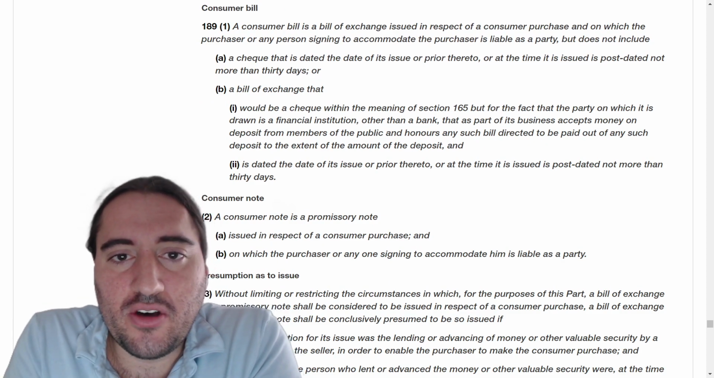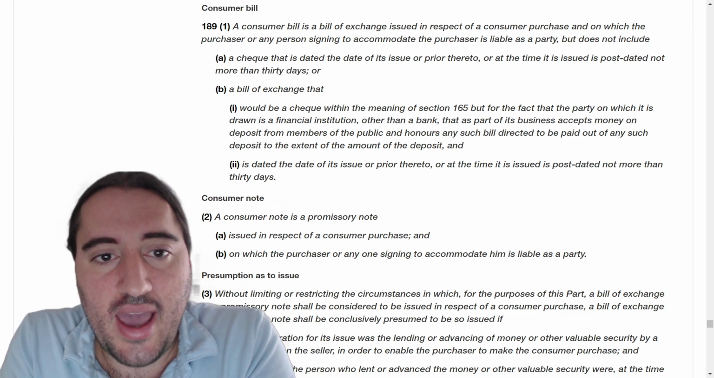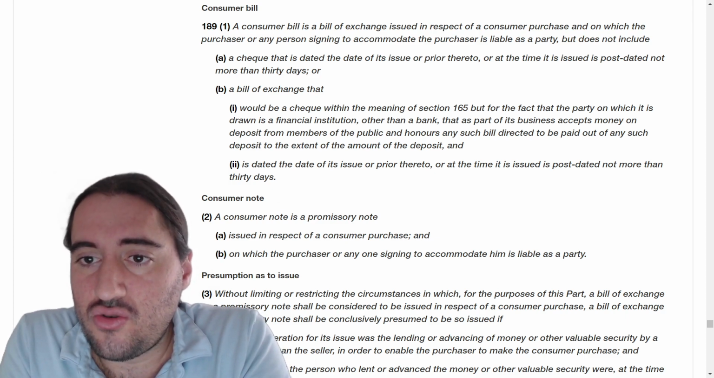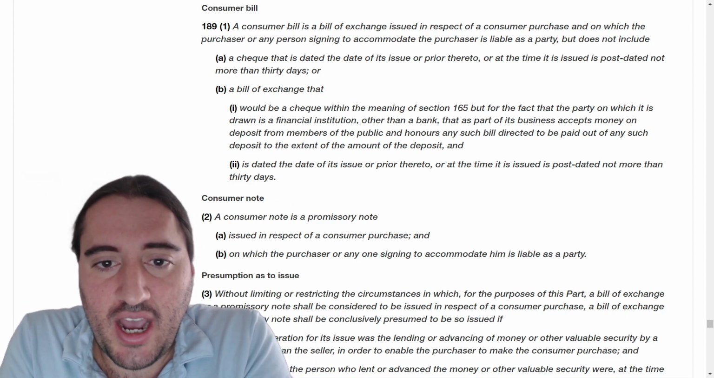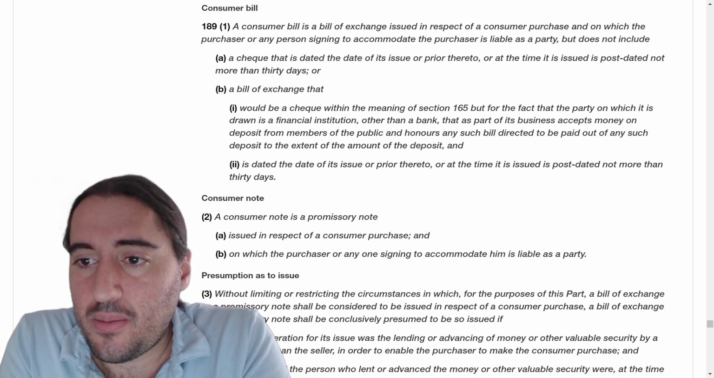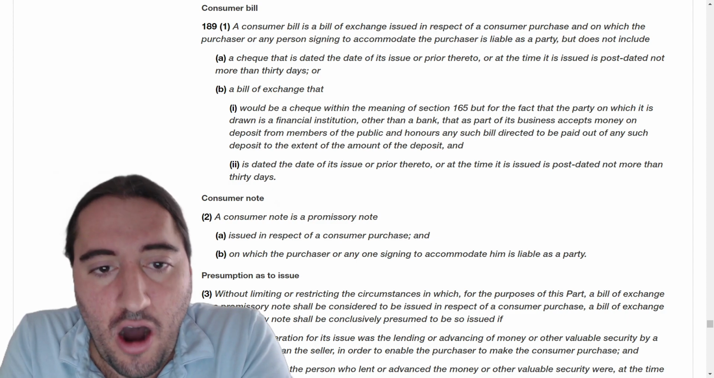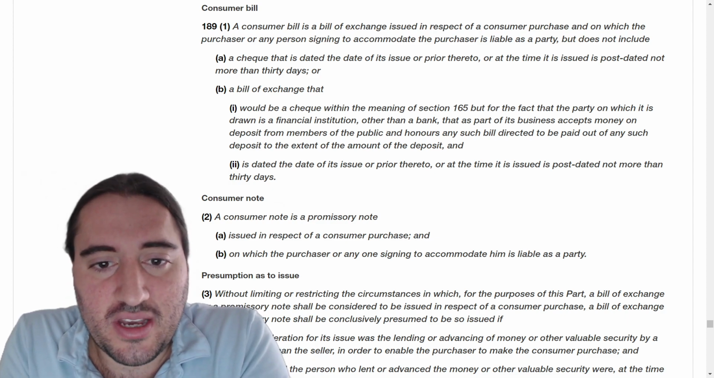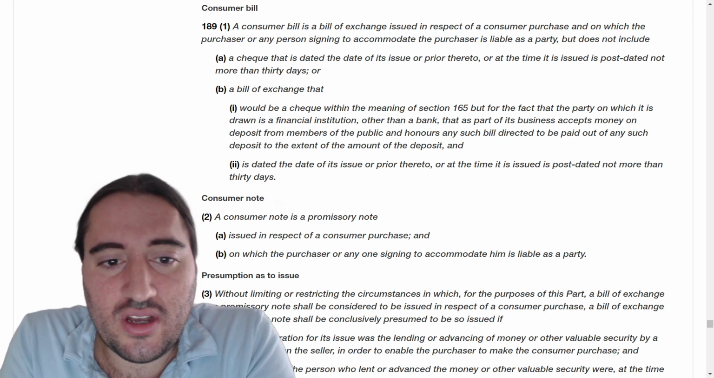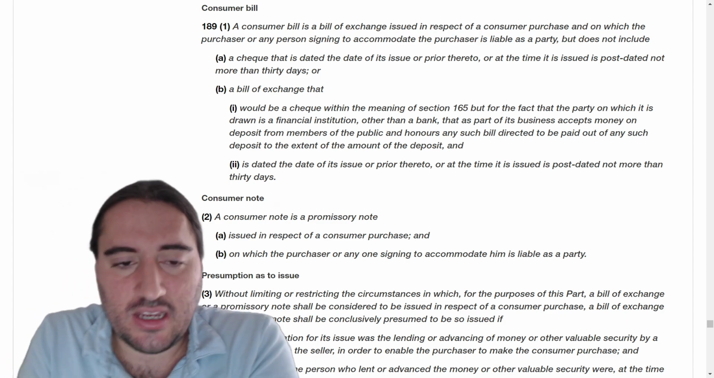Consumer bill. A consumer bill is a bill of exchange issued in respect of a consumer purchase and on which the purchaser or any person signing to accommodate the purchaser is liable as a party, but does not include A, a check that is dated the date of its issue or prior thereto, or at the time it is issued is post-dated not more than 30 days, or B, a bill of exchange that would be a check within the meaning of Section 165, but for the fact that the party on which it is drawn is a financial institution, other than a bank, that as part of its business accepts money on deposit from members of the public and honors any such bill directed to be paid out of any such deposit to the extent of the amount of the deposit, and 2, is dated the date of its issue or prior thereto, or at the time it is issued is post-dated not more than 30 days.